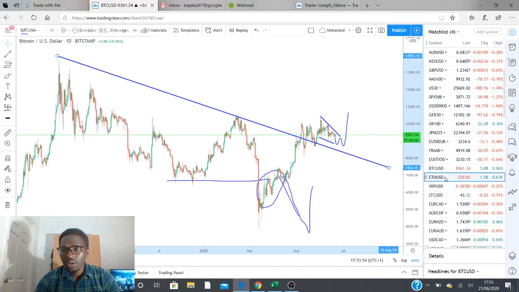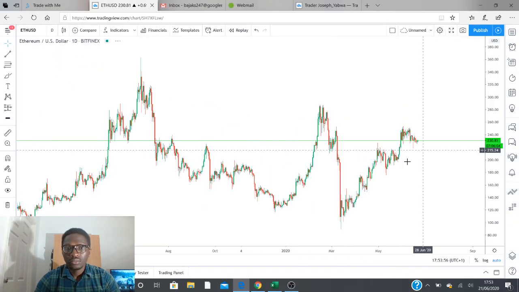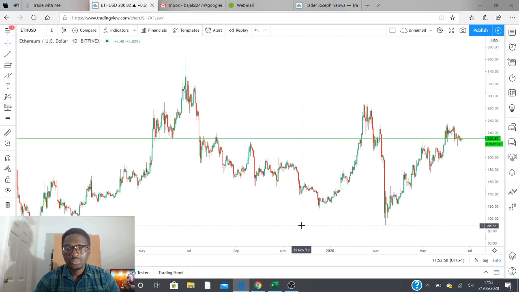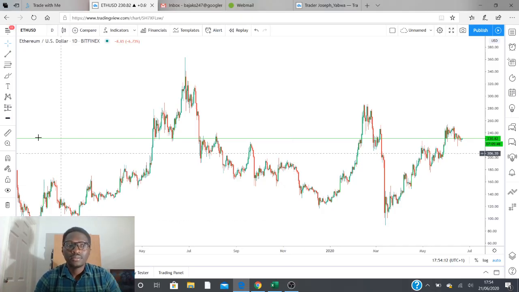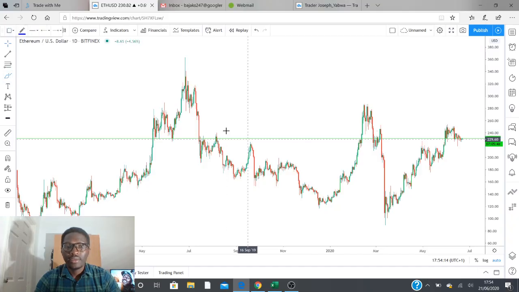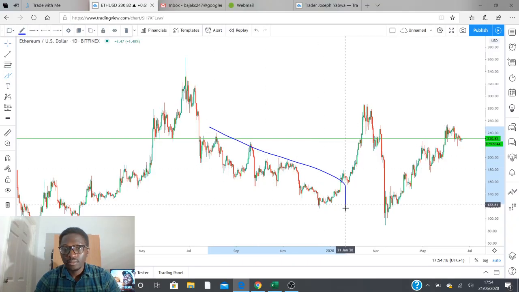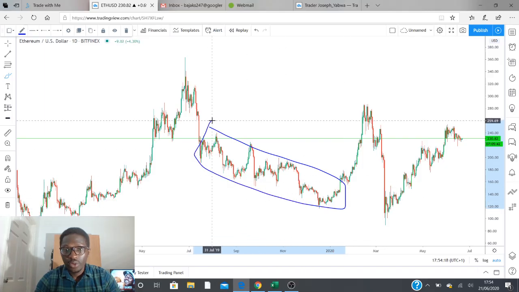After Bitcoin comes Ethereum. Now Ethereum, on the other hand, didn't do the 1, 2, 3 strategy. It did the contraction and expansion. By the way, 1, 2, 3 strategy is also a type of contraction and expansion strategy. But in this case, this is the channel contraction, where we have a nice contraction right there. The market in a channel contraction.